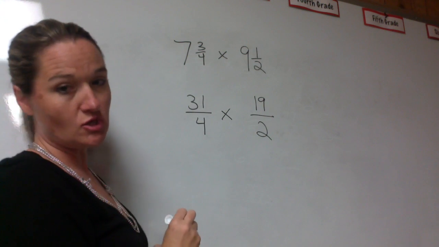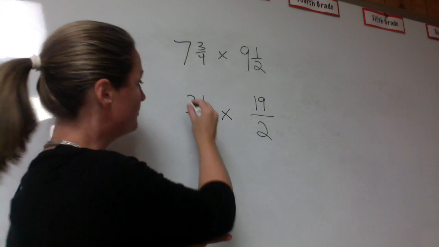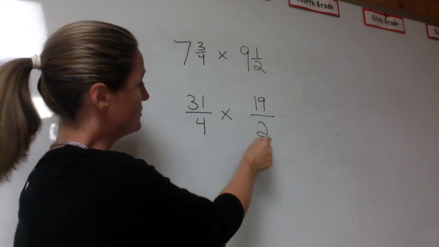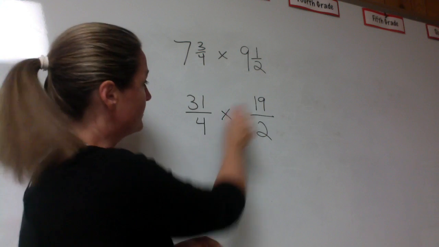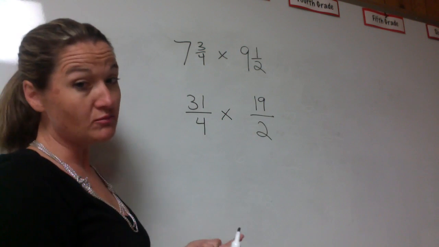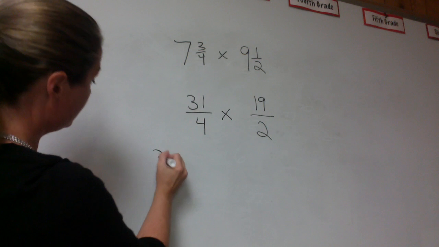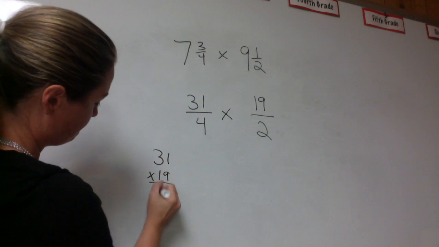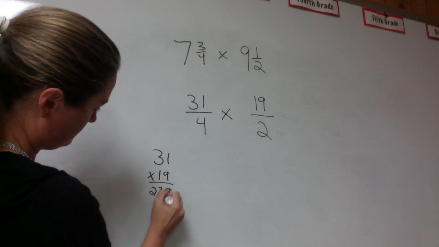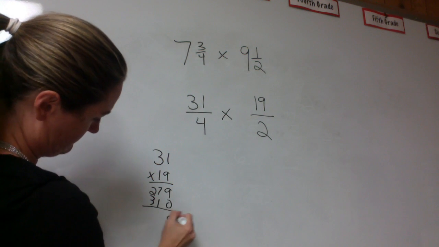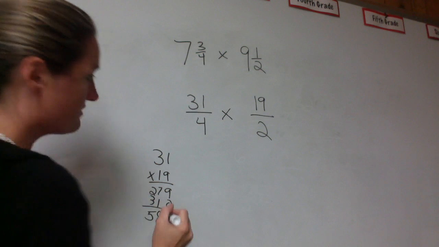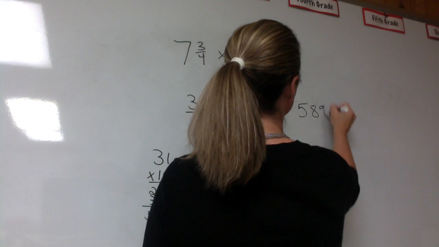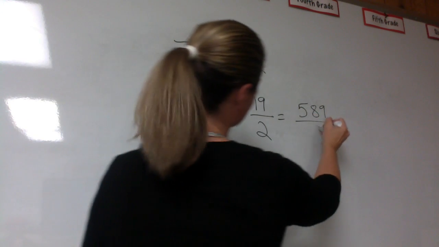All right, so always look to see if we can simplify ahead of time. I sure hope we can, but I don't know that's going to work. 31 and 2, no, they have no factors in common. 4 and 19, nope. So that means I've got to multiply 31 times 19. I cannot do that in my head, so I'm just going to work it out over here on the side. Okay, I get 589 over 4 times 2. That's not so bad.